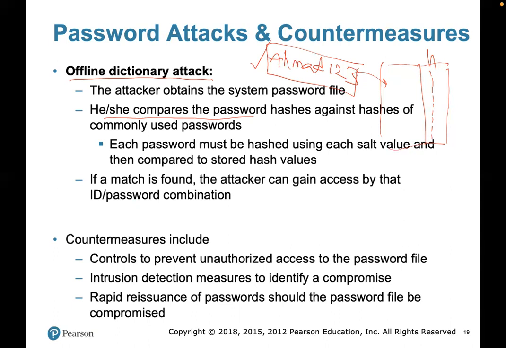So what are the countermeasures for this offline dictionary attack? Of course, the basic idea in the countermeasures is that we want to make sure that the password file is protected. If we can guarantee that the password file will never be leaked and the attacker can never access it, there is no dictionary attack. But of course we can't make that guarantee. We can never say that the security of a system is 100%. It's always something less than 100%.